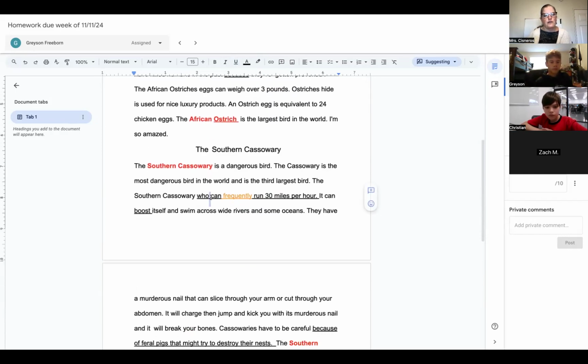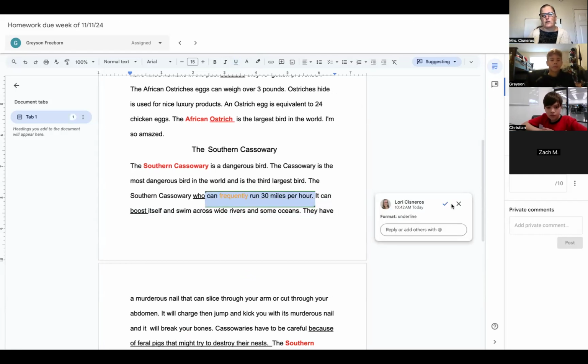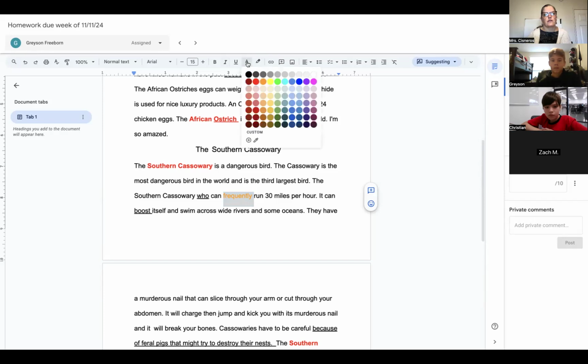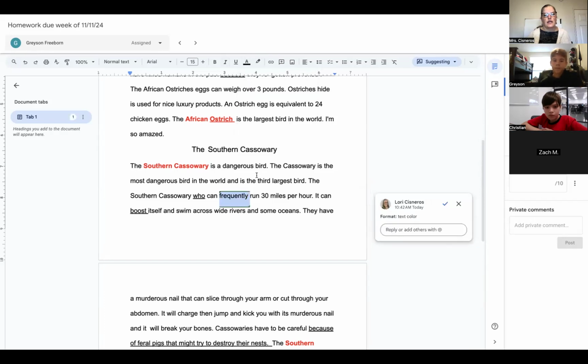And then this one, I think, did you highlight frequently as your ly? Is that what you did? Okay, so here's what I'm going to do. So only who should be underlined, and then frequently should be black. So I'll fix that really quick. Let's see. And, oh, no, it turned green. That's weird. Let me fix that. Hold on.